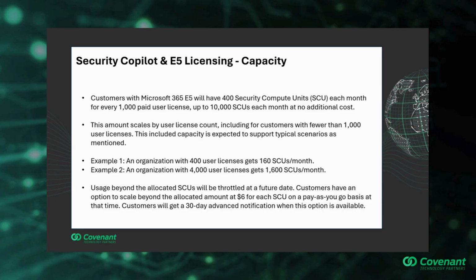It does scale by user license count. So if your organization is larger than 1,000 users, you would be accredited more than 400 security compute units. An example would be an organization that has only 400 user licenses. They would get the 160 compute units. An organization with 4,000 users would get 1,600 compute units per month.